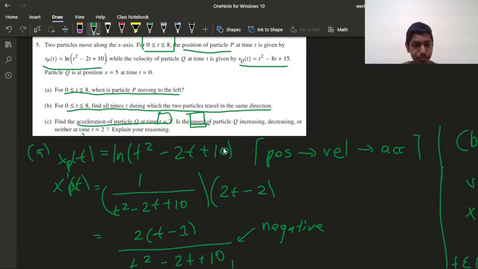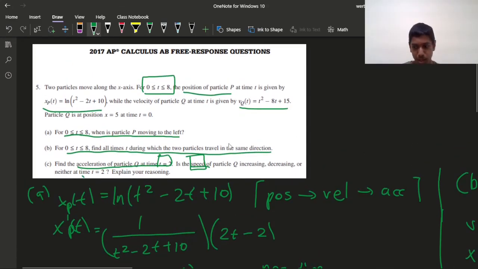So yeah. Okay, that was it for this problem. This is a pretty straightforward problem, but a very, very common type of problem on the AP exam. You'll also see this a lot on the multiple choice section, so I wanted to go over it because it's a very standard type of problem.